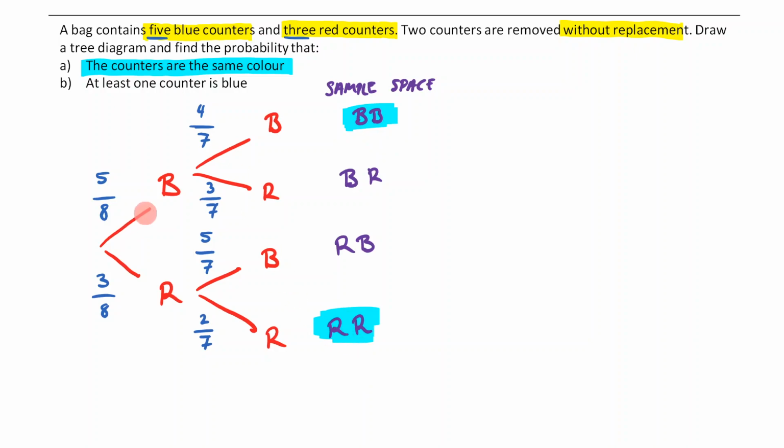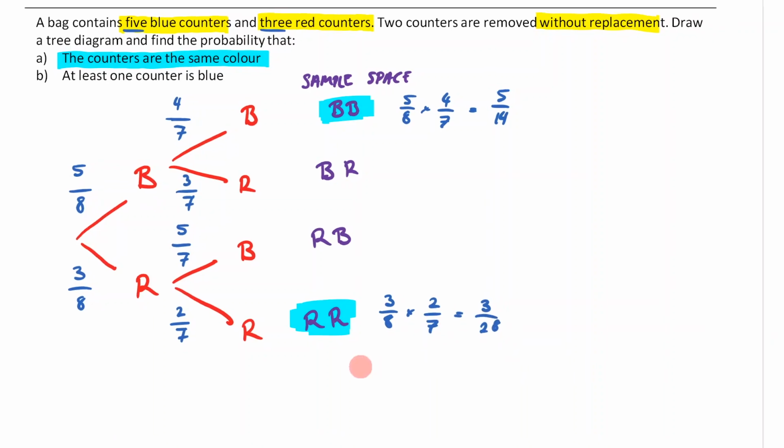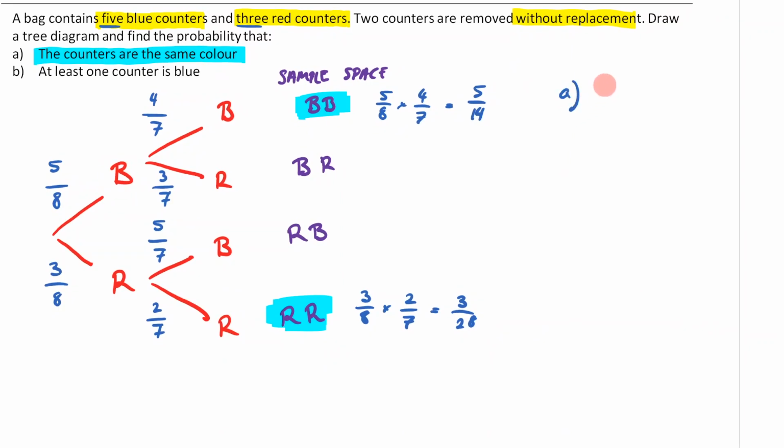Remember, to find the probability, you multiply across the branches. So I'm going to go 5 on 8 times 4 on 7. I'm using my calculator here, that's 5 on 14. And then down here, this will be 3 on 8 times 2 on 7, which is 3 on 28. So for A here, what I'm going to do is go 5 on 14 plus 3 on 28, which is going to be 13 on 28. Perfect. That is the answer to the first one, 13 on 28.